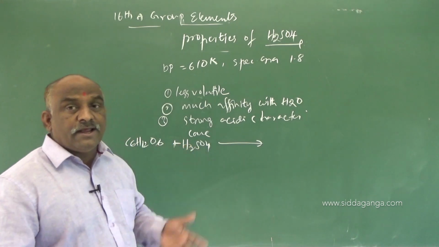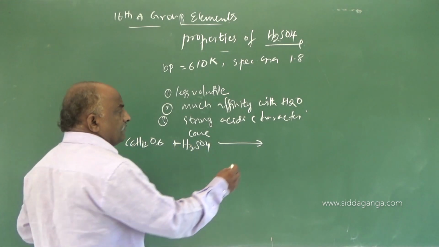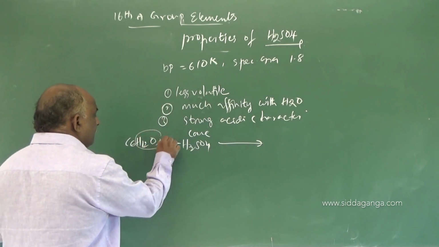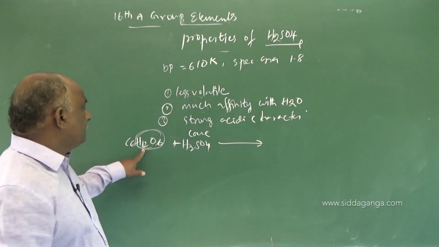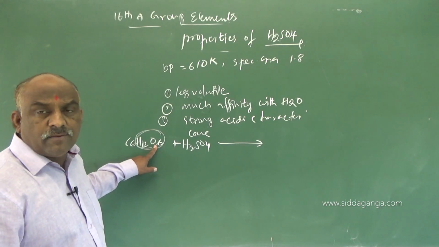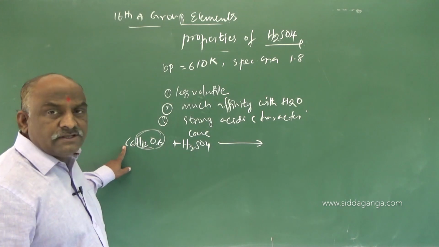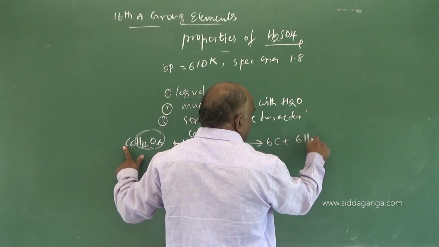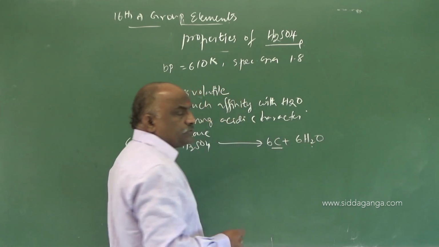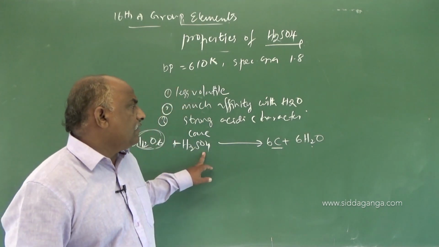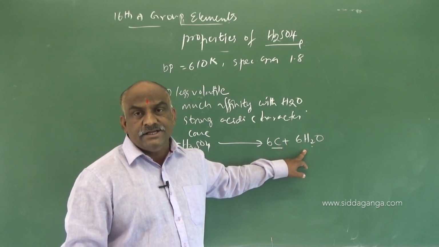Then what happens in this reaction? How many water molecules are there in total here? See this, my dear students, how many water molecules here in C6H12O6? 6 water molecules. And how many carbon atoms? 6 carbon atoms. Simply it is 6C plus 6H2O. You should remove all water molecules, because it is an example of a dehydrating agent.